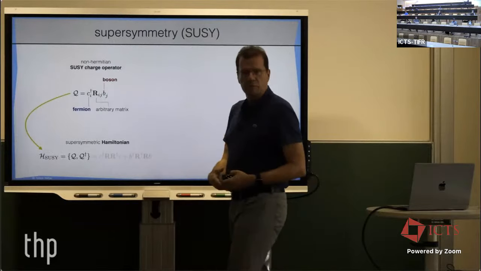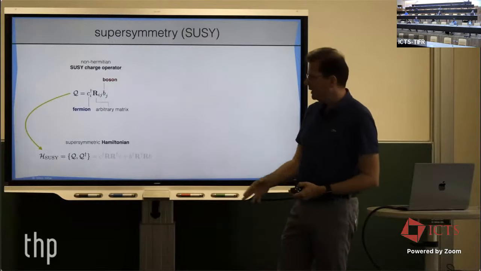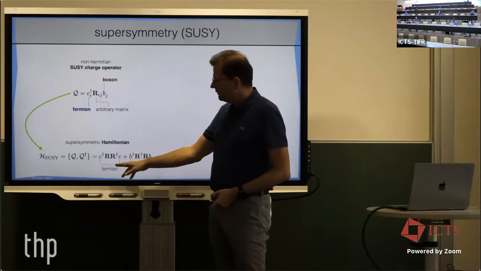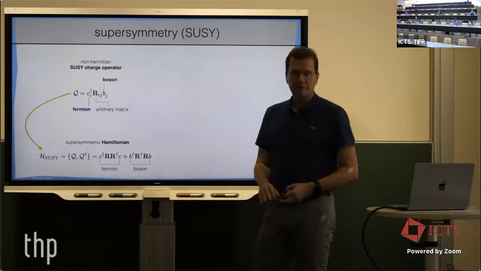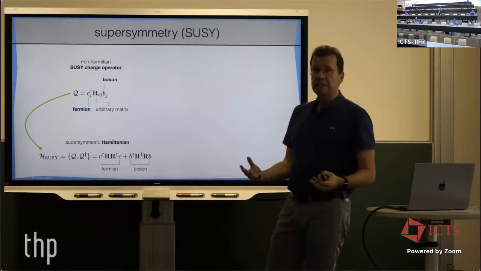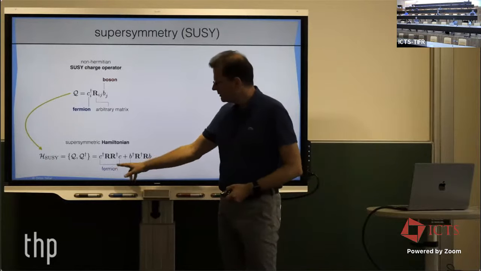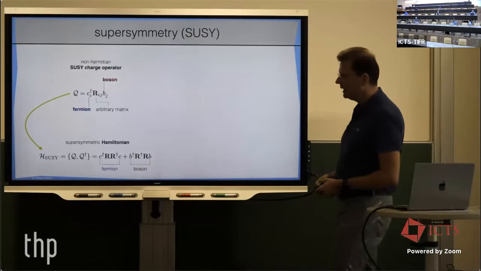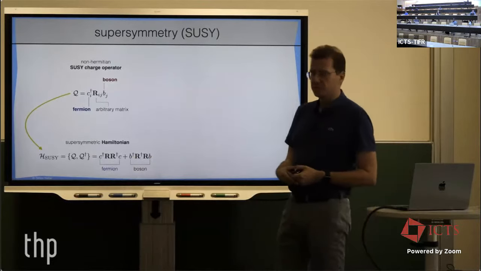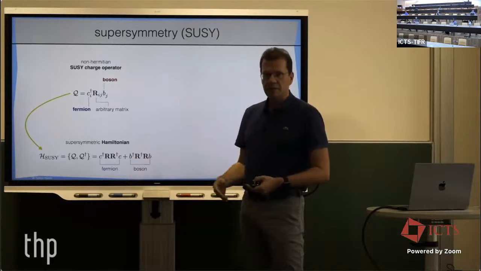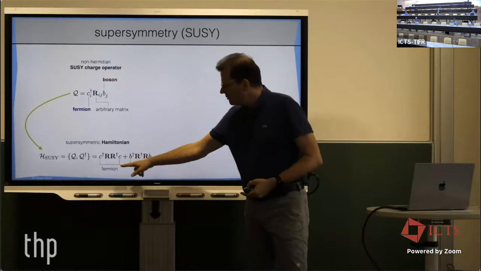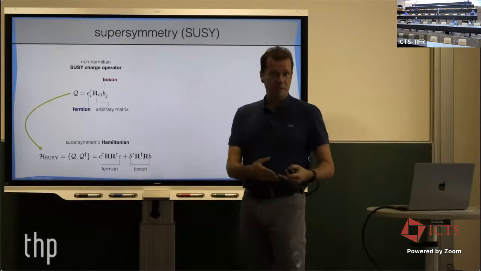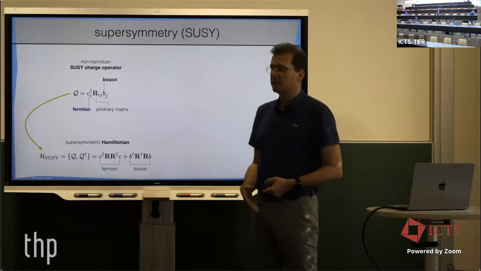And now if I take this operator Q and I square it by calculating the commutator, I get the supersymmetric Hamiltonian. And if I actually calculate this commutator, I will find that the fermionic and the bosonic parts of this Hamiltonian will completely decouple. So there will be one block only in fermions and one block only in bosons. And by what we have just discussed, squaring a matrix, we now know that these two Hamiltonians, the fermionic and the bosonic ones, will have to be isospectral.